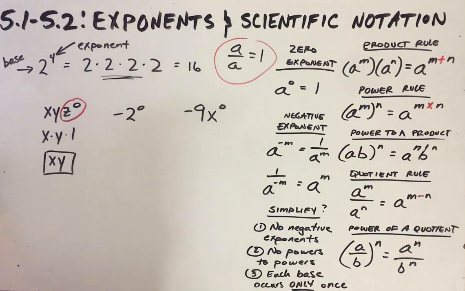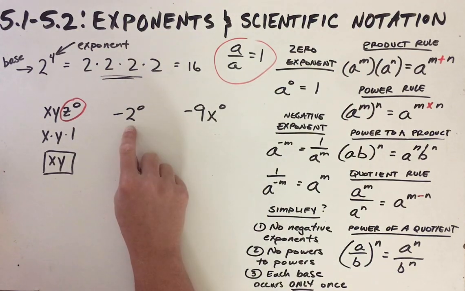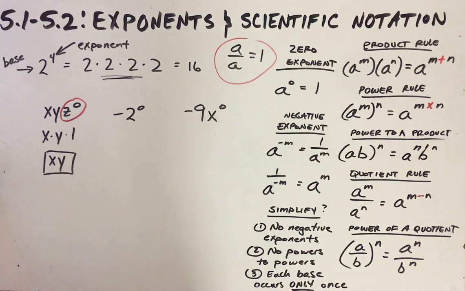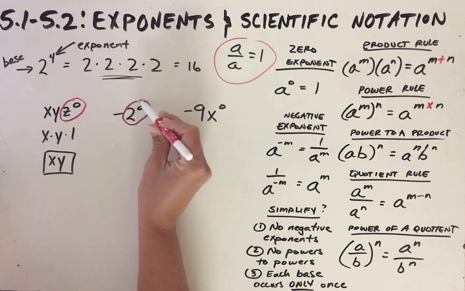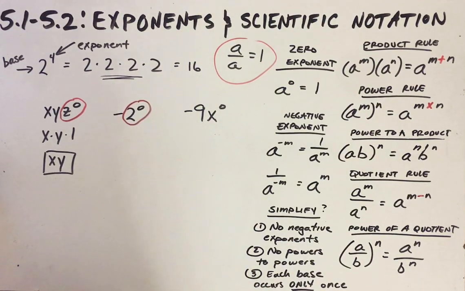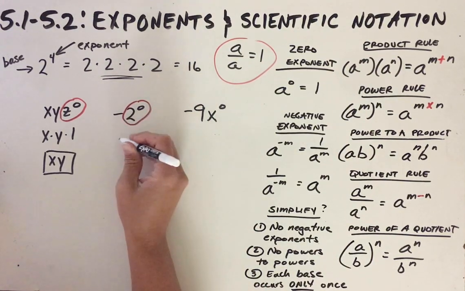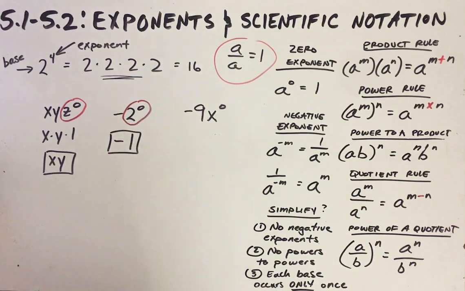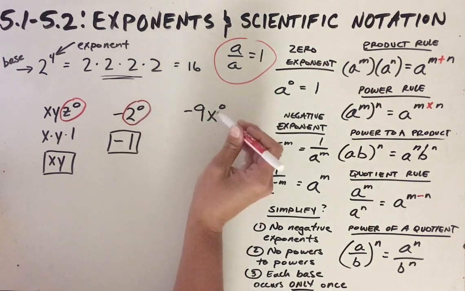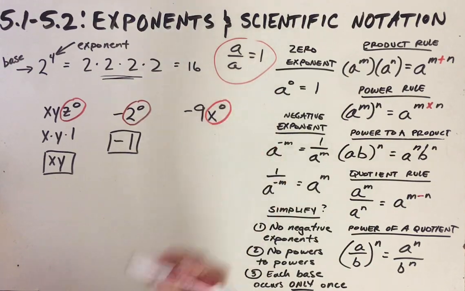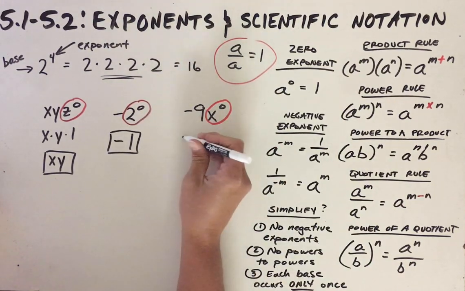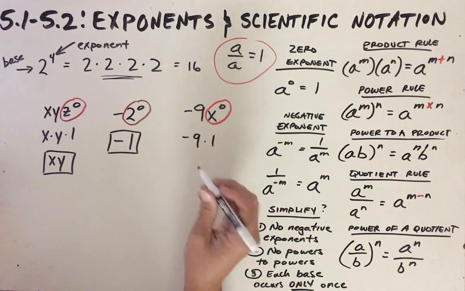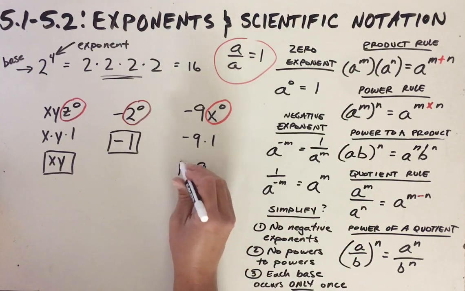Well, what about this one? Again, that 0 power only belongs to the 2. So 2 to the 0 power is 1, but I still have this negative. So this is negative 1. Well, what about x to the 0 power? This 9 doesn't belong to that 0 power, just the x does. So this literally says negative 9 times 1. Well, negative 9 times 1 is just negative 9.